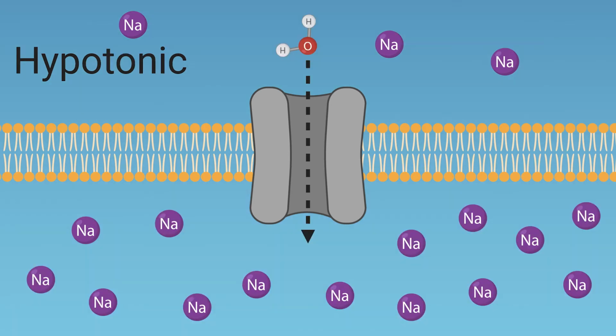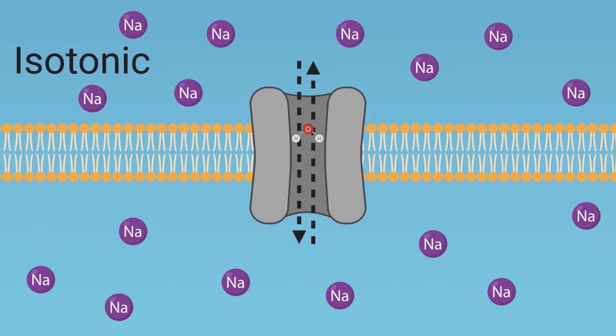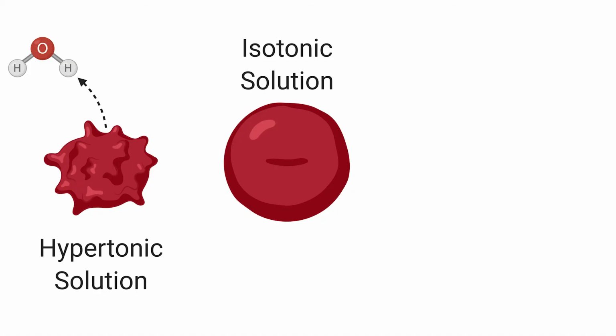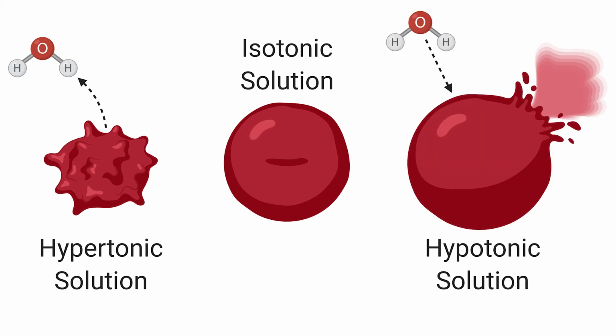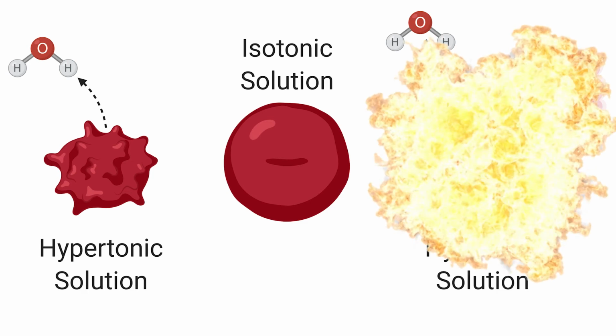However, if there is much less salt outside the cell than inside, a hypotonic solution, the water will rush in to balance it. If the concentrations are the same, this is called an isotonic solution. The danger for cells of hypertonic solutions is that the water can rush out of the cell and it will shrivel and lose function. What do you think the danger of a hypotonic solution is? That's right, the water will rush into the cell, causing it to potentially explode.